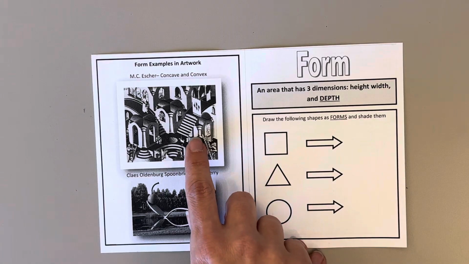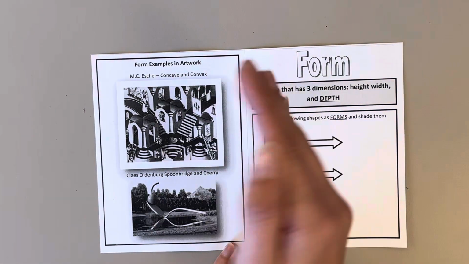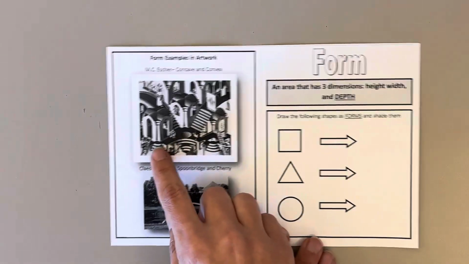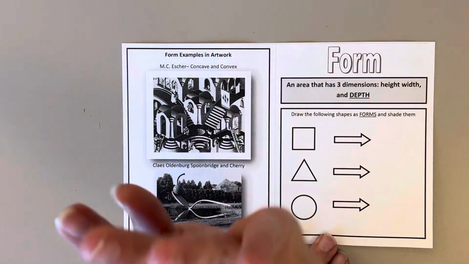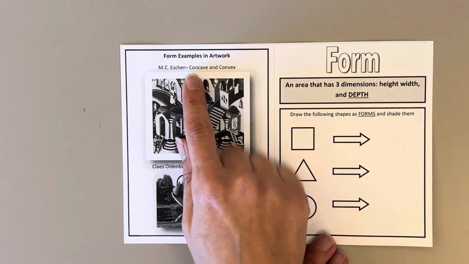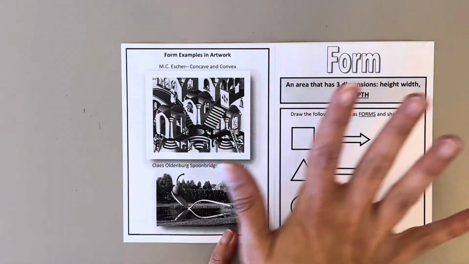Same with these columns. It makes you wonder, is this a corner column that's rounded and poking out, or does it go back into space? Same with this column here. Is it protruding out, or is it going back like concave? And that's the name, concave and convex. So it makes you question your reality.